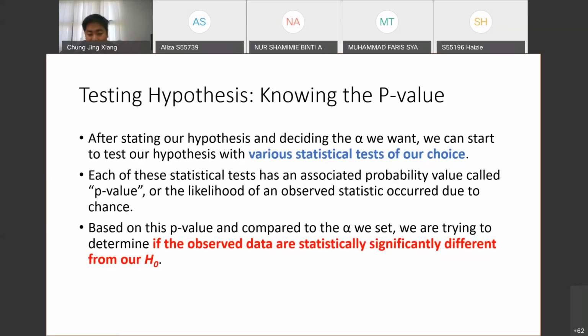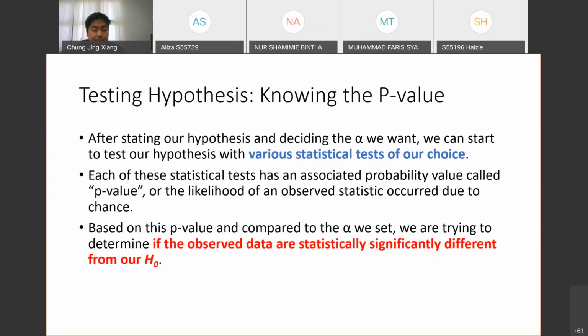You take this p-value and you compare it with the alpha you set. By doing this, we are trying to determine if the observed data or statistics are statistically significant from our H0. Remember, a statistical test is where we test H0. So when we compare the p-value to the alpha level that we set, we are actually trying to determine if the observed data are any different from H0, from what we claim.